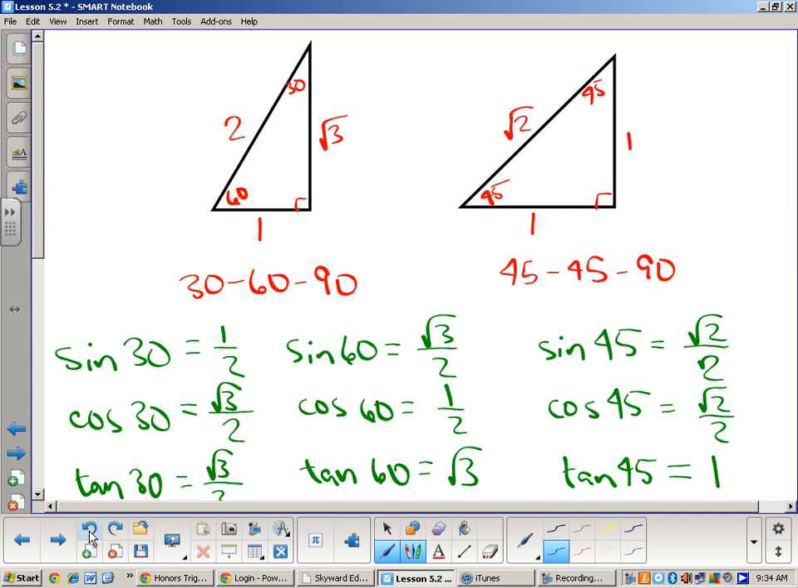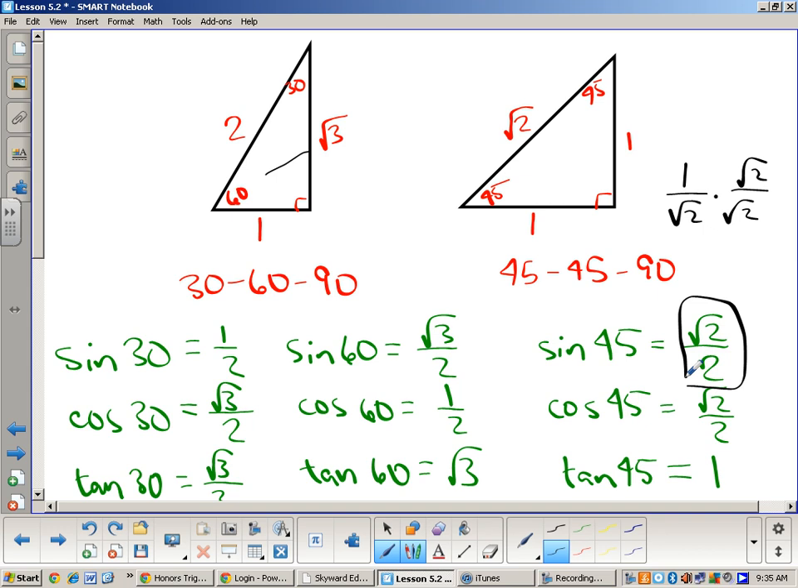The sine of a 30-degree angle then would be the opposite, which is 1 over the hypotenuse, which is 2. The sine of 60 would be the opposite of 60, square root of 3, over the hypotenuse 2. And the sine of 45 is, opposite of 45 is 1 over the hypotenuse, which is square root of 2. Remember, 1 over square root of 2, if we rationalize, we get square root of 2 over 2, right?